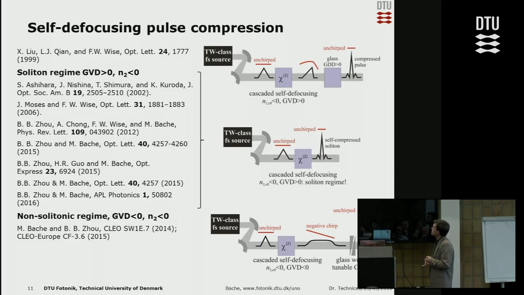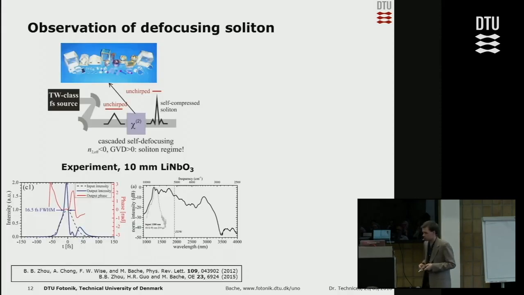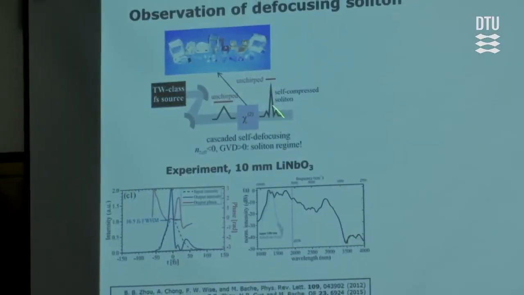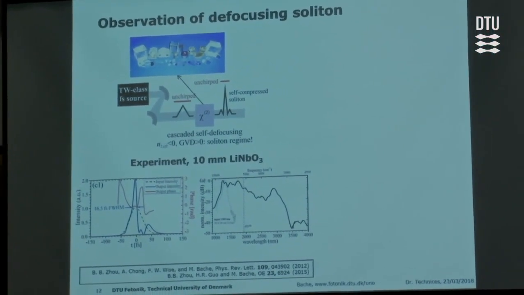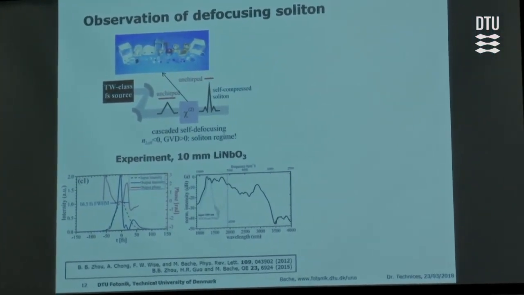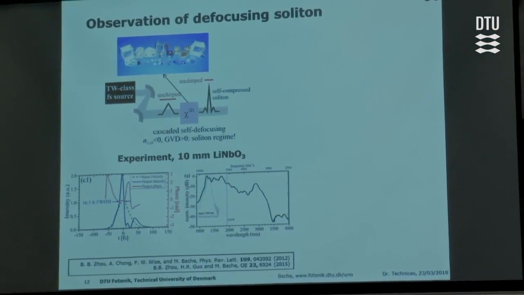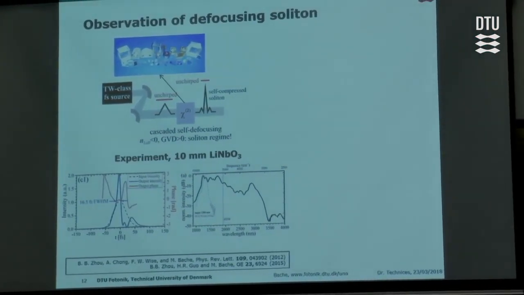So basically, just to show you what the experiment is about, it's basically just having a defocused beam, having the right intensity in this nonlinear crystal, selecting the right crystal and the right crystal length, and then getting a compressed pulse afterwards due to the soliton effect.